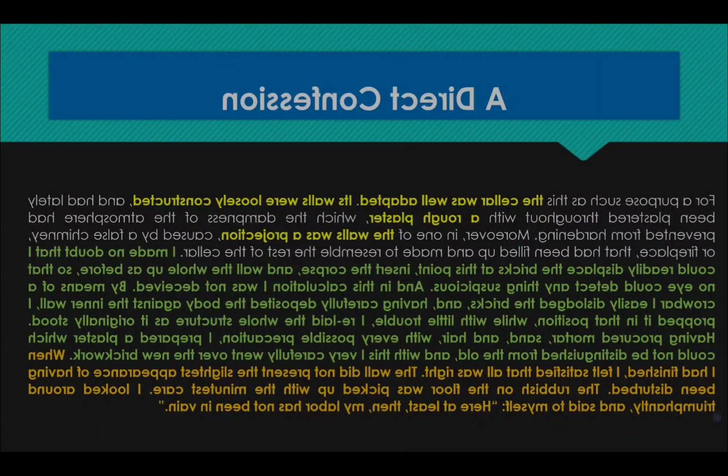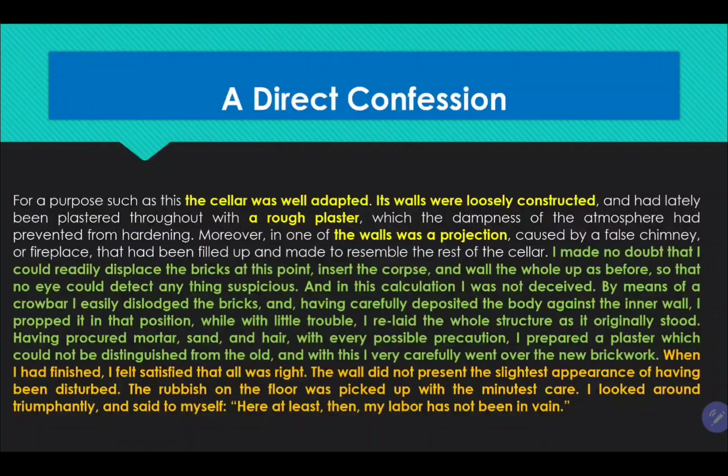After that, we have a direct confession made by the narrator when he recounts in minute detail the hiding of his wife's corpse. The description is rendered in short, plain sentences with copular verbs followed by or preceded by identifying nouns or describing adjectives. For example, "the cellar was well adapted. Its walls were loosely constructed. Rough plaster. In one of the walls was a projection."